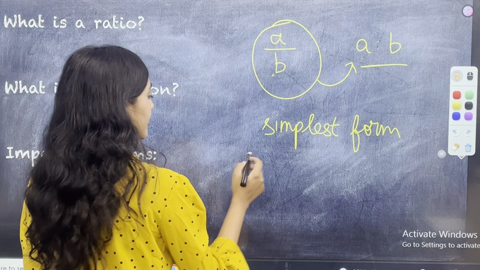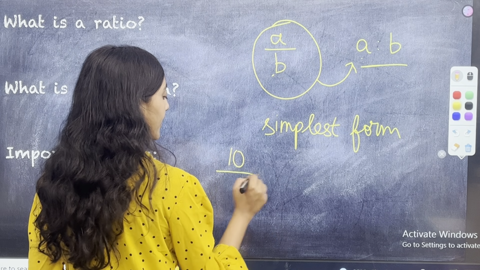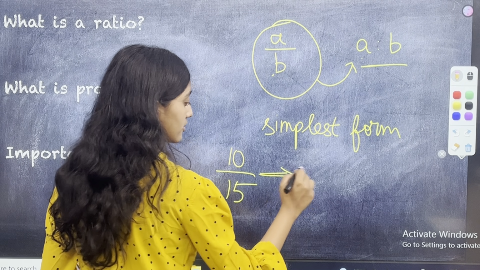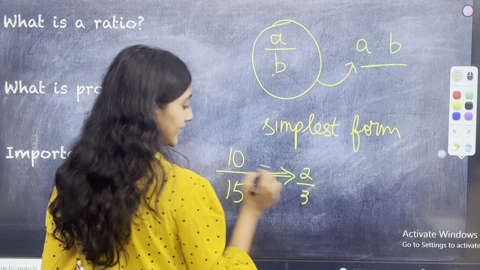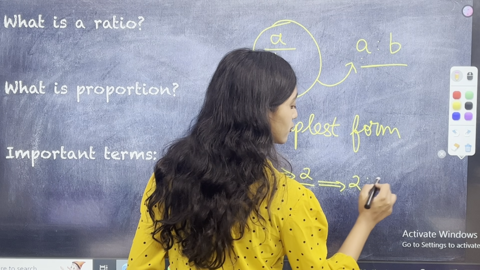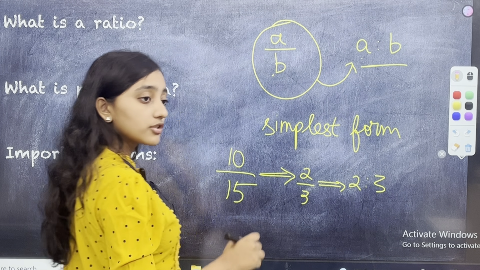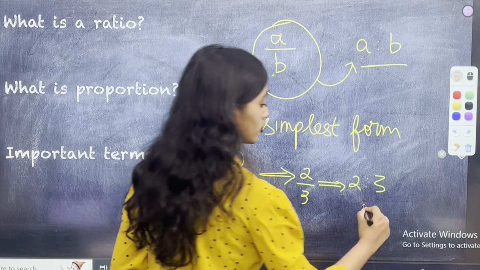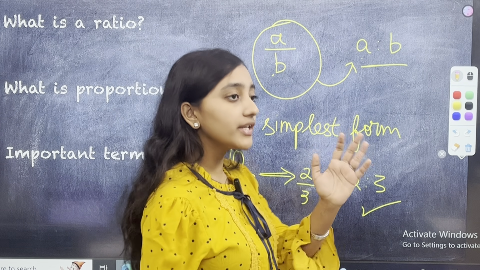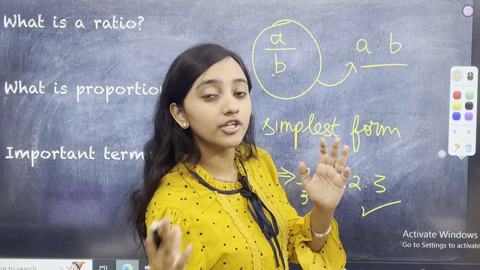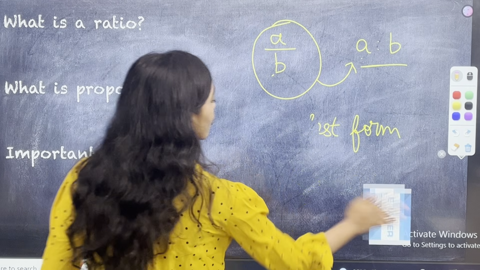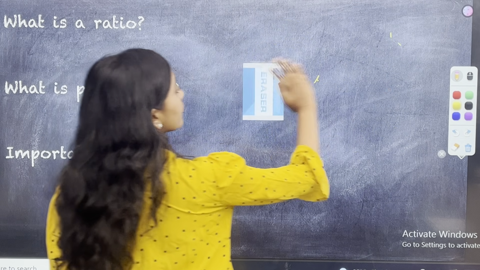For example, if my fraction is 10 by 15, what will be the simplest form of this particular fraction? 2 by 3. 5 2s are 10, 5 3s are 15. So therefore, the ratio will be 2 is to 3. Okay, so this is known as a ratio. Simplest form of a fraction when expressed as numerator is to denominator, it is known as a ratio. Now let us go on to understand what is a proportion.